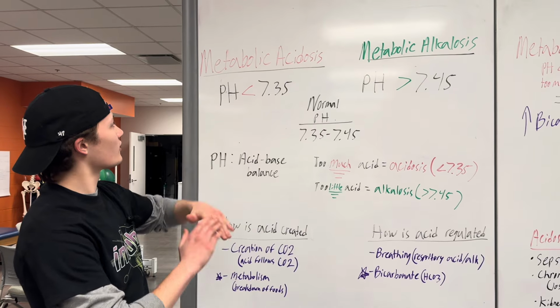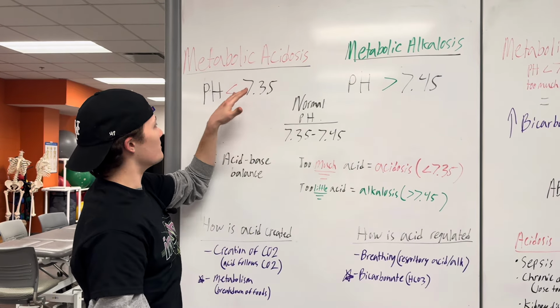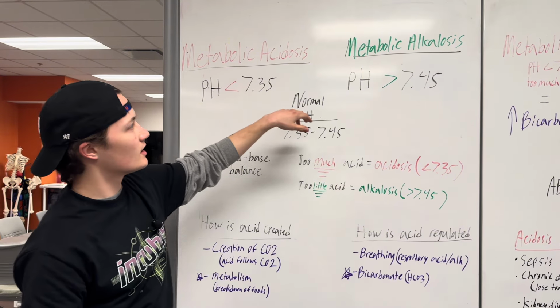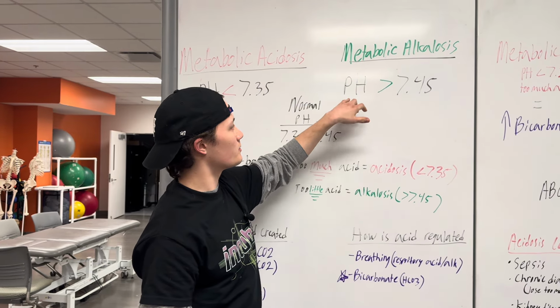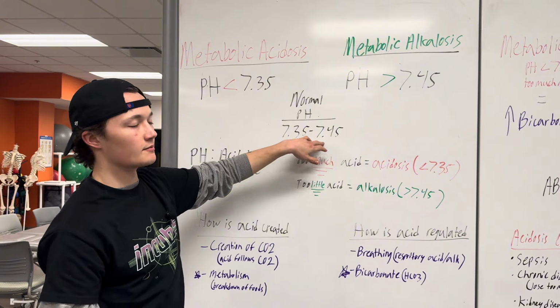Today we're going to be going over metabolic acidosis and metabolic alkalosis. What does that mean? Metabolic acidosis is when your pH level is below 7.35. Metabolic alkalosis, on the other hand, is when your pH is above 7.45. Normal pH is 7.35 to 7.45.